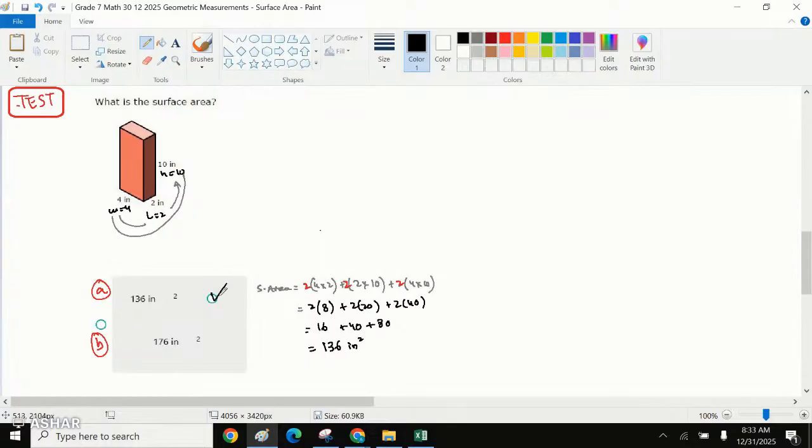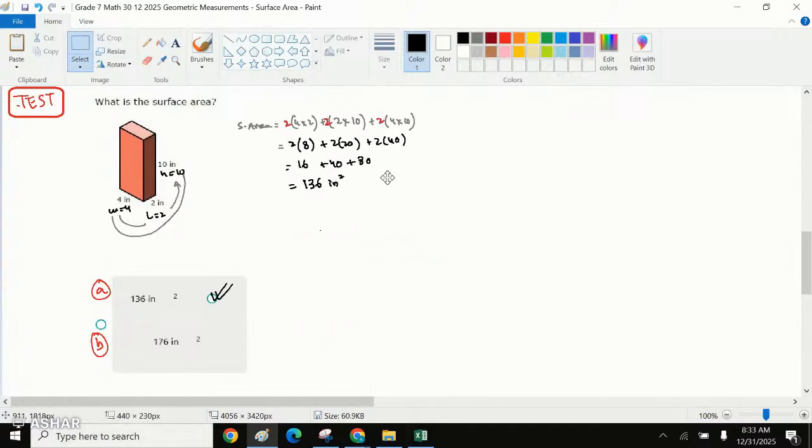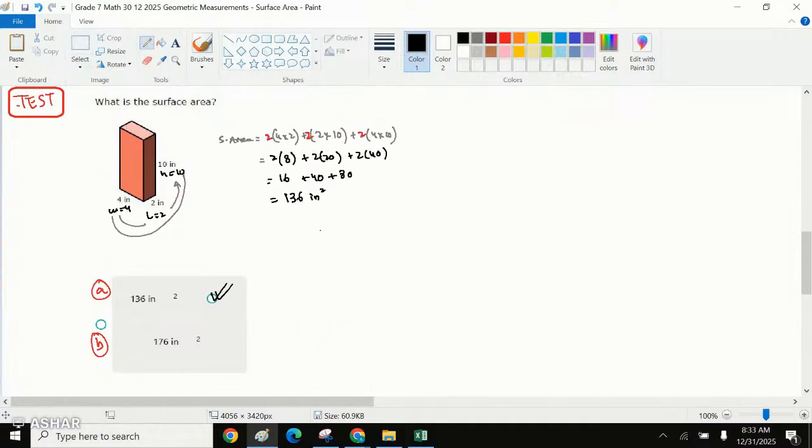I would go with option number A, right? But let's confirm it first. Yes, it is 136, option number A. So what we tried to do was make our life easier, right? Thank you for finding the same answer. What we did was we know that length multiplied by width twice, length multiplied by height twice, width multiplied by height twice. So we would not try to write the formula again and again, okay?